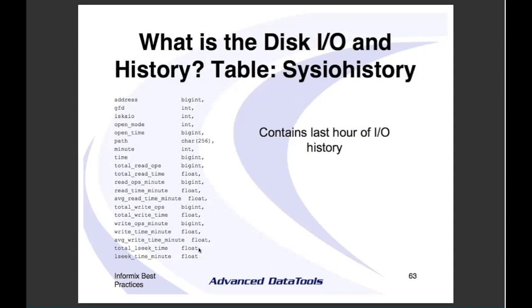Another table that is really, I think, kind of good is the sys checkpoint table. This is like onstat -g ckp, gives you a picture of everything that's happened with your checkpoints.